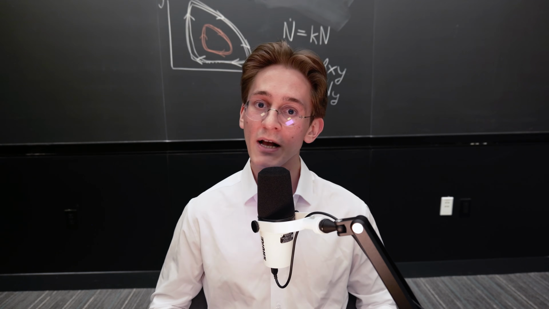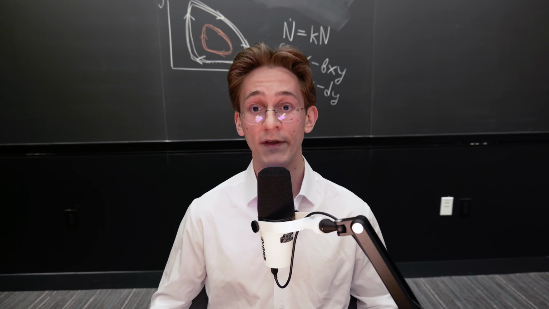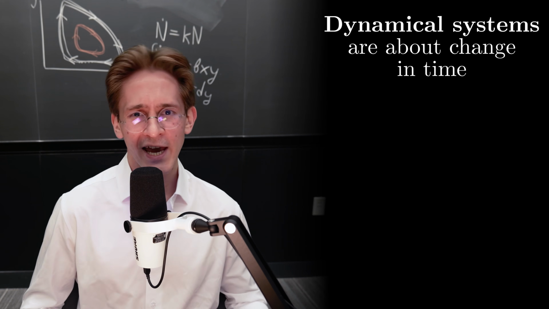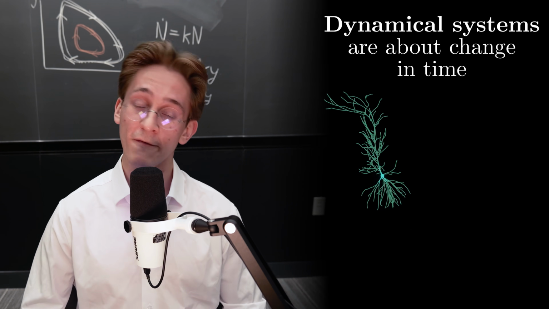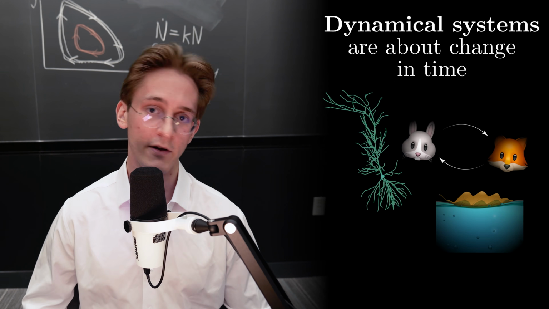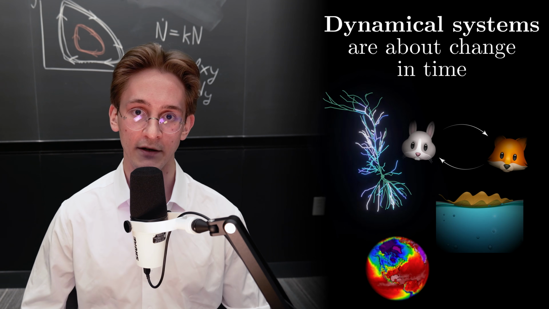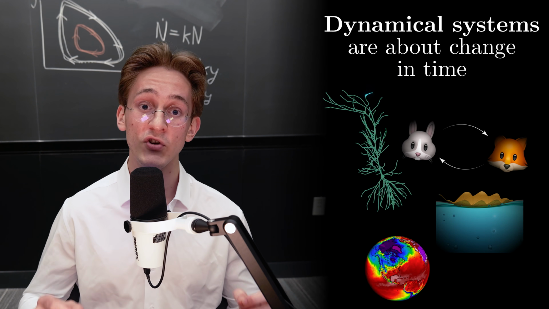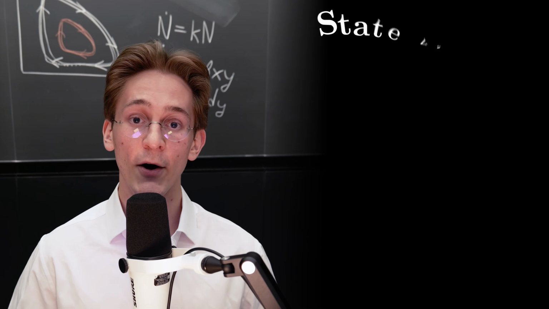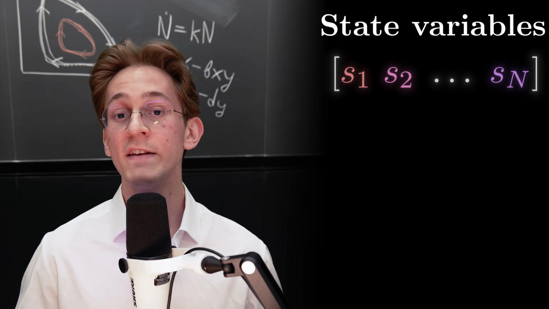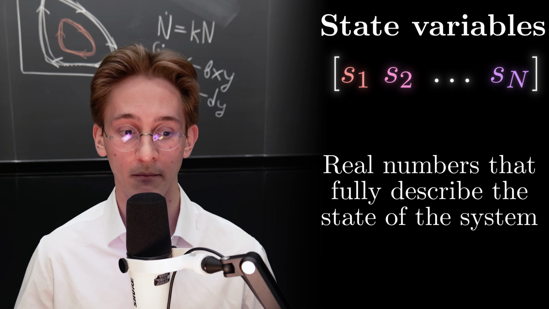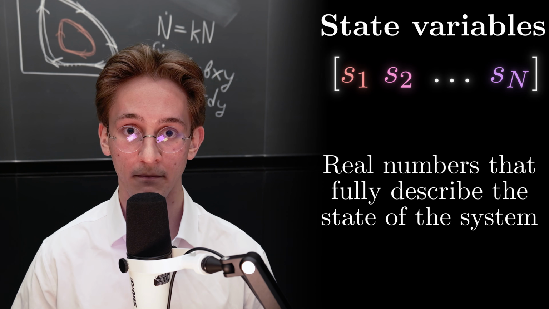At its core, dynamical systems theory is about studying how things change over time. A system, the thing that is changing, can be pretty much anything: a neuron firing, a population of animals interacting, a leaf floating in the water, or even the global climate. The key is having a way to describe the system's state at any given point. This is where the idea of state variables comes in. These are real numbers that, when known, fully determine the state of the system, everything that you might care about.